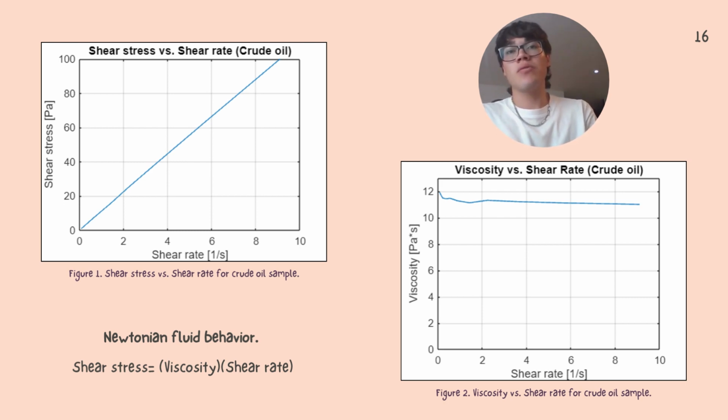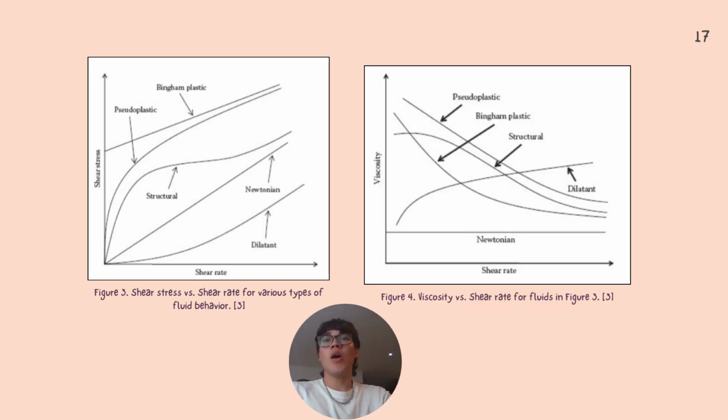We can also know that the relation among these three properties is shear stress equals viscosity times shear rate. So the viscosity is going to be the slope of the graph of shear stress versus shear rate. These are some plots that we obtained from the third chapter of the Chemical Engineering Fluid Mechanics book, and they show the different behaviors of different fluids in these kinds of tests. First, we have the shear stress versus shear rate, and then the viscosity versus shear rate.